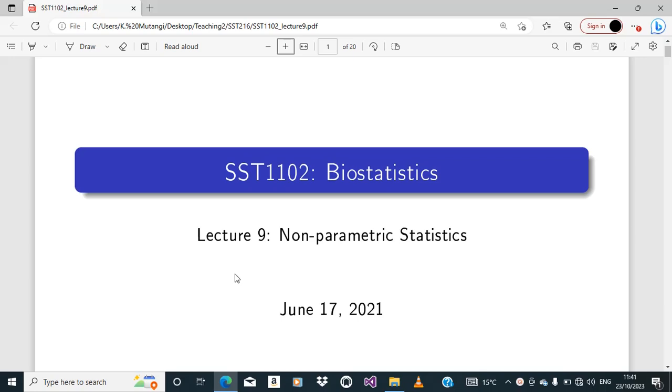Okay, this topic is on non-parametric statistics, and we are looking at those kinds of tests which we use when the assumptions for parametric statistics have failed to hold. We are also going to look at goodness of fit tests.